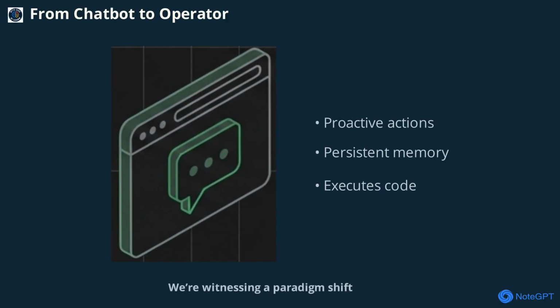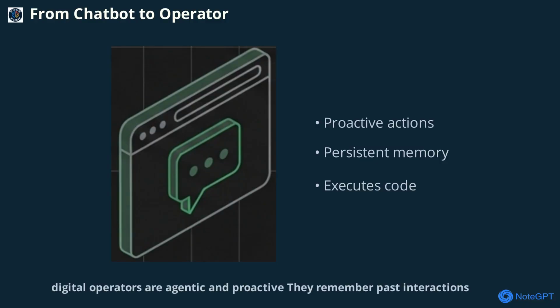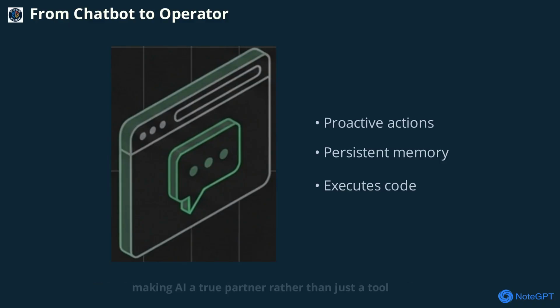We're witnessing a paradigm shift, the evolution from passive chatbots to active digital operators. Traditional chatbots are reactive, they wait for your input and can only respond with text. In contrast, digital operators are agentic and proactive. They remember past interactions, improve over time, and can take real actions like running code or managing files. This shift unlocks a new level of productivity and automation, making AI a true partner rather than just a tool.